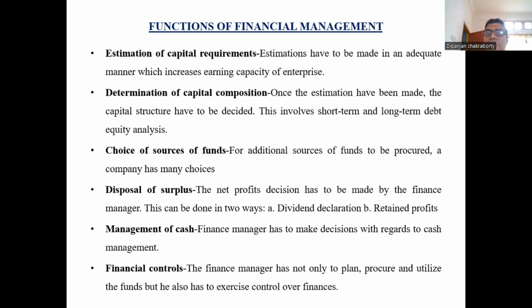Then disposal of surplus. This is very, very important for the finance manager. The net profit decision has to be made by the finance manager, whether the net profit should be distributed fully as dividend or kept. Some part should be kept and some part declared as dividend. The part kept for retention, expansion, growth and diversification is called retention of profits, and the surplus distributed as dividend is called dividend declaration. There should be a proper balance between dividend declaration and retention of profits.